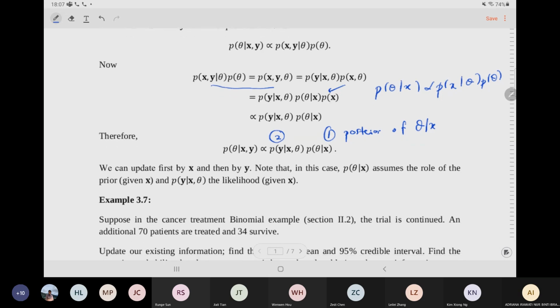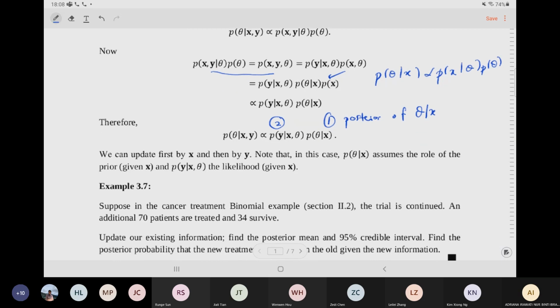They are not similar, but they play the same role. This means that if I have data X and get the posterior given X, and then I have a new data Y, it doesn't mean that I get rid of the information about X. I can just incorporate my new Y into the posterior of theta given X, and then I get a new posterior, which is theta given X and Y.